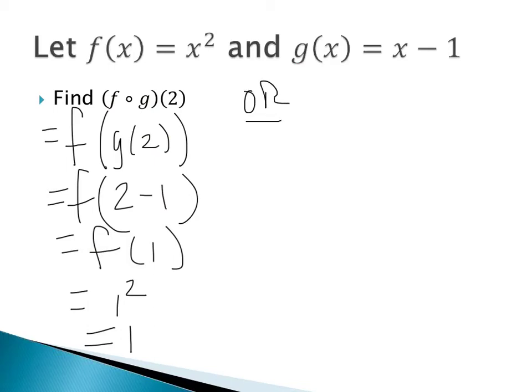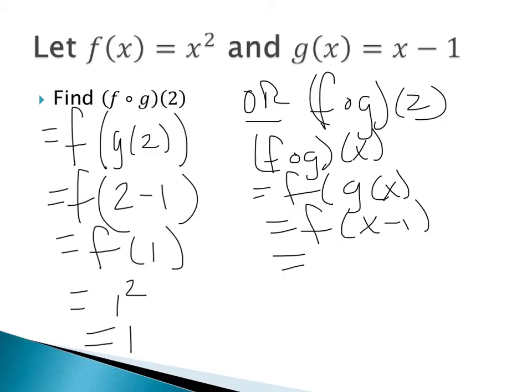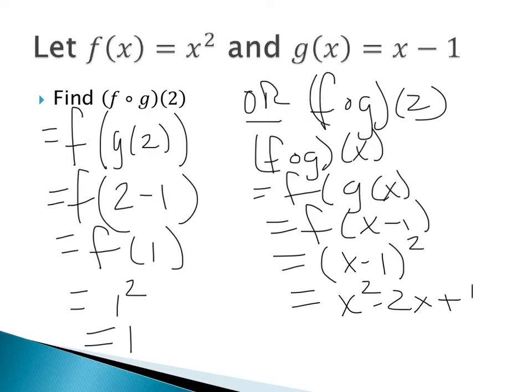So another option, f composed of g of 2. We're going to first find f composed of g of x, which is f of g of x. g of x is x minus 1. Let's substitute that in. And then f of x minus 1 says put the x minus 1 inside here for the variable. So x minus 1 squared. That gives us x squared minus 2x plus 1.